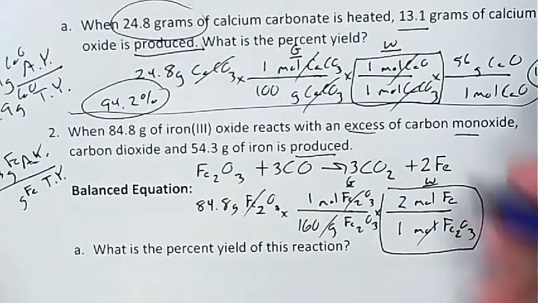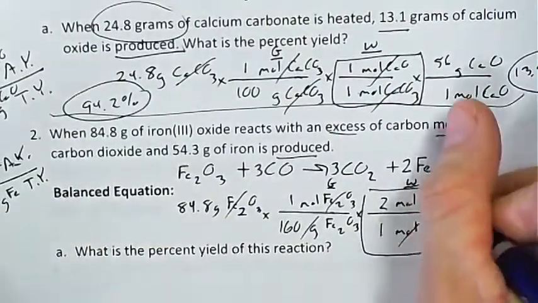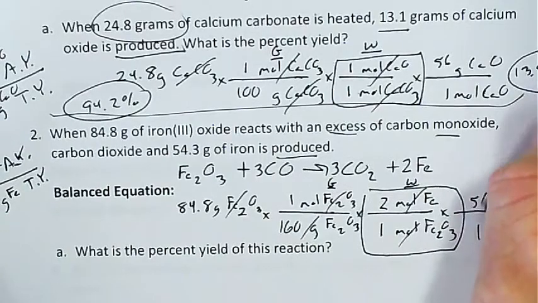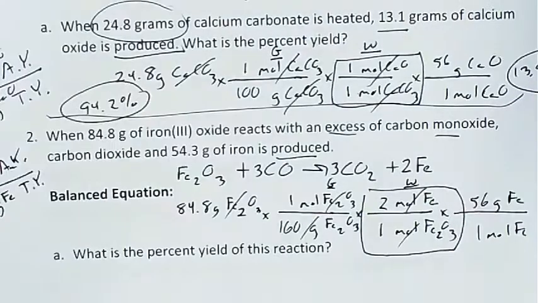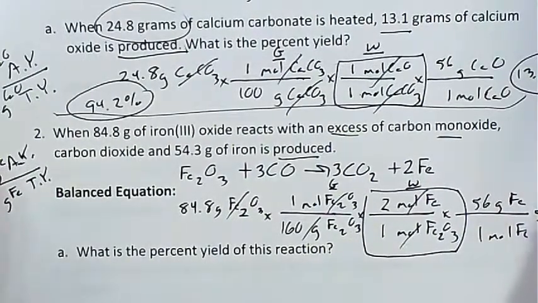And then we want the answer in grams, though, so now we've got to go to grams of iron. Cancel preceding unit. 1 mole of iron is 56 grams. You can look that up from the periodic table. That's what it actually weighs. Multiply across there, and you will get 59.4 grams of iron produced.